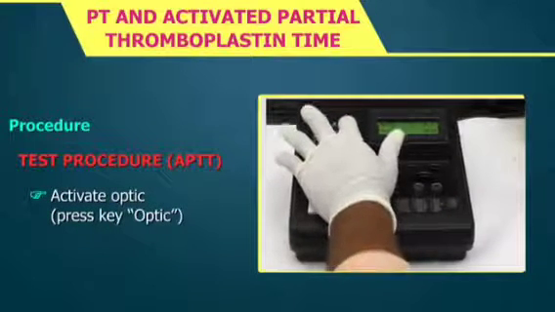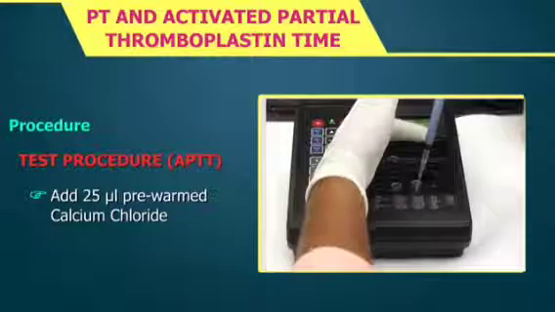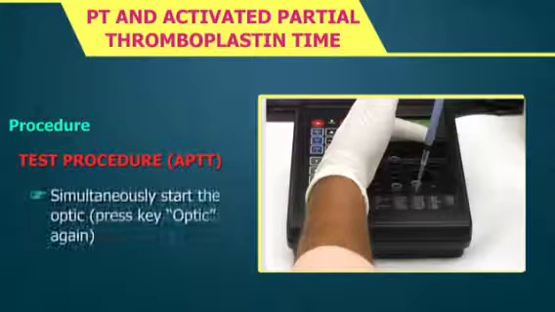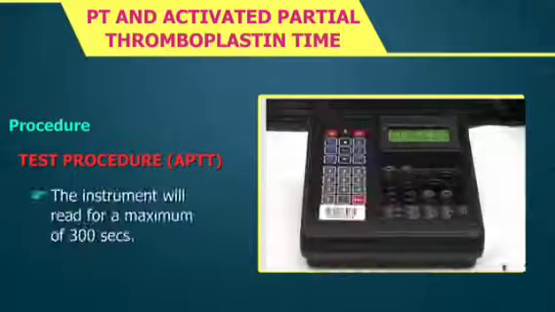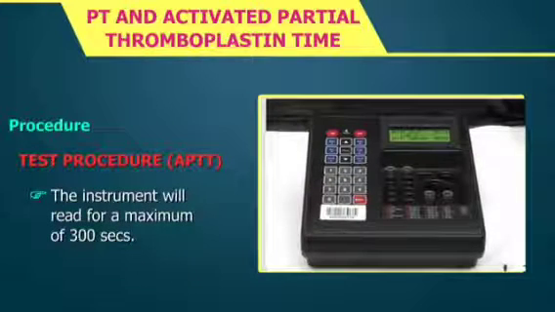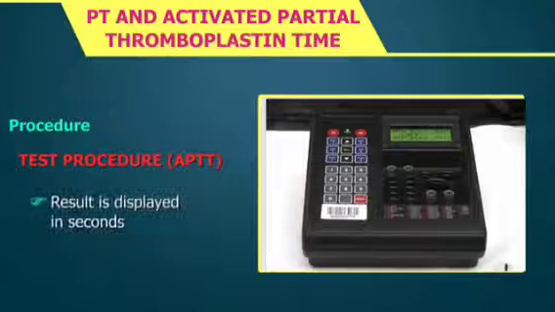5. Activate the optic. Press key optic. 6. Add 25 microliters pre-warmed calcium chloride and simultaneously start the optic. 7. The instrument will read for a maximum of 300 seconds. 8. The result is displayed in seconds.